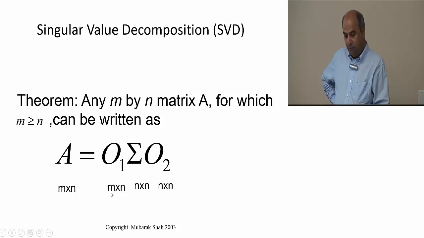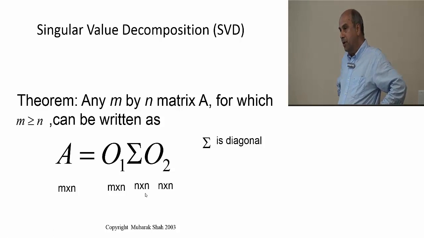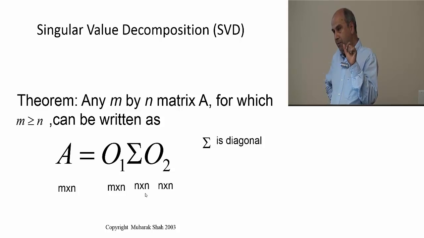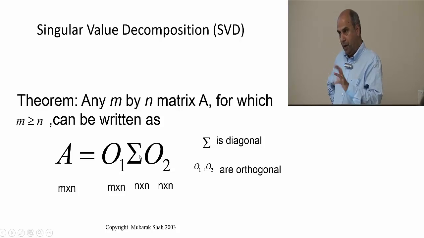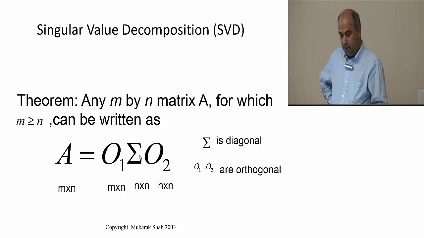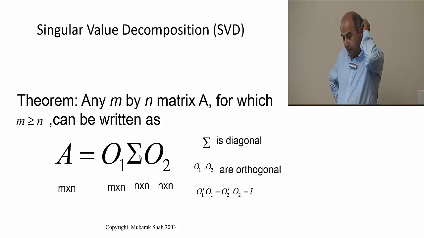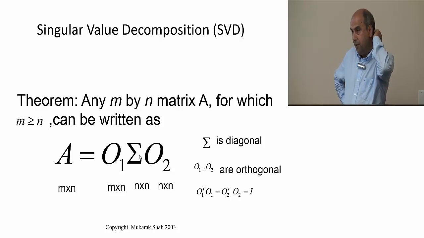So if you multiply this, it will give you m by n, and multiply with this again, n by n. This sigma is a diagonal matrix which will have the singular values. Diagonal matrix means only the diagonal elements are non-zero, other elements are 0. And these matrices are orthogonal. We talked about orthogonal matrices in the rotation matrices, which means they have the property that we can find the inverse of the matrix by just finding the transpose, which becomes the inverse for O1 and O2.